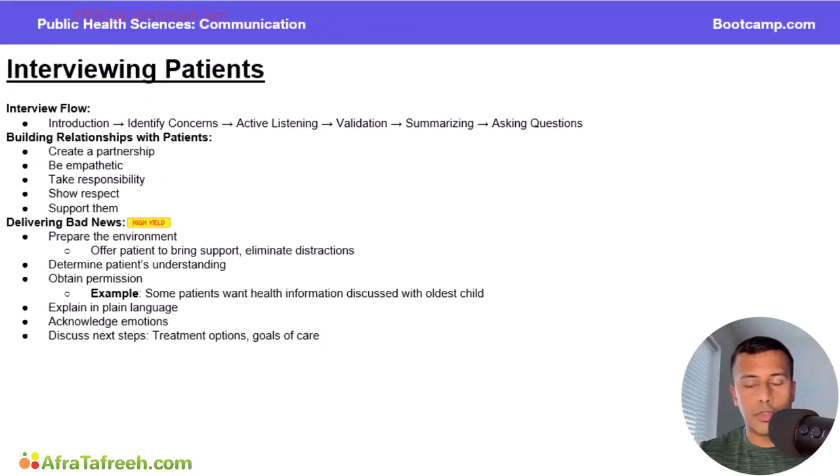So we're going to talk about interviewing patients, and this information is going to be important both for the exam and for life in general, right? Because this is at the core of what we do. We are only able to do medicine because we interview patients. So we got to get this right on the exam, and we got to get this right in real life.